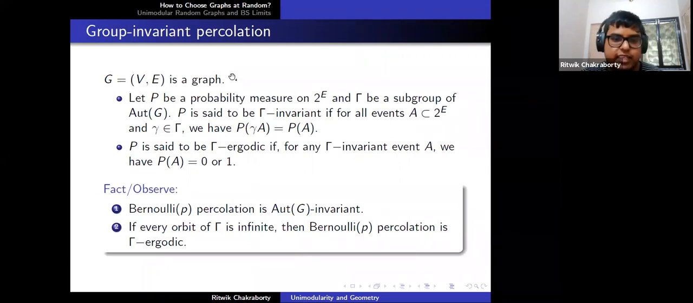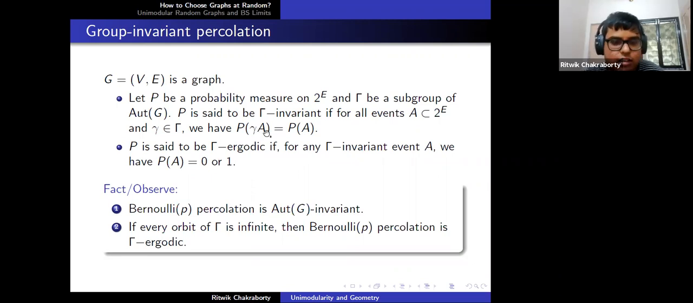So let again G be a graph with vertex set V and edge set E, and let P be a probability measure on the space of configurations, {0,1}^E. By the way, {0,1}^E is just me denoting the 0,1 vector everywhere. So I hope that was clear. And let gamma be some subgroup of the automorphisms of G. Then this probability measure P is said to be gamma invariant if for all events A and all subgroup elements gamma, we have that the probability of gamma of A is equal to the probability of A, right? So by the way, what is gamma of A?